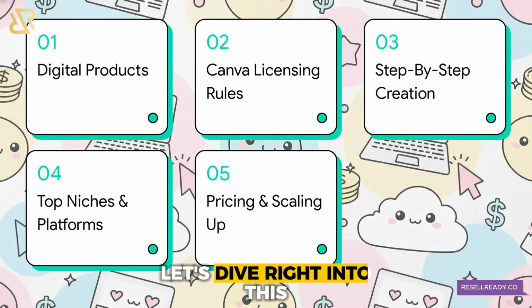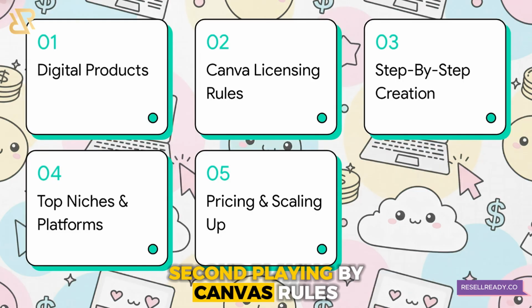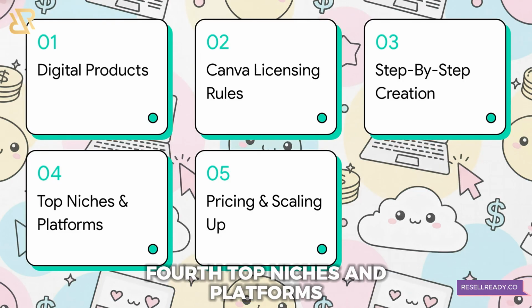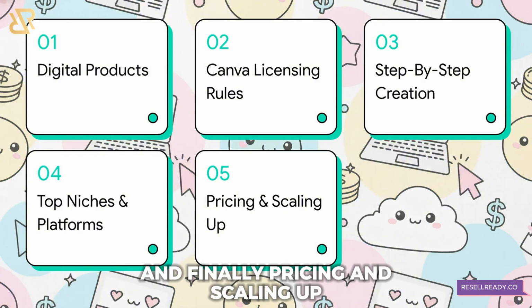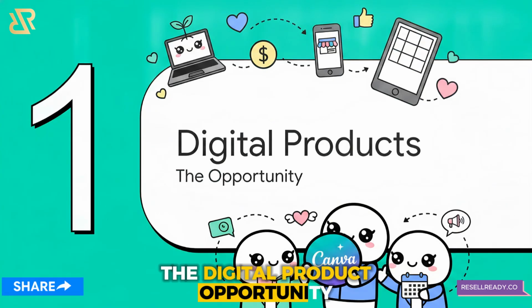Okay, let's dive right into this. Here's our playbook. First, the digital product opportunity. Second, playing by Canva's rules. Third, step-by-step template creation. Fourth, top niches and platforms. And finally, pricing and scaling up. Let's kick things off with Section 1, the digital product opportunity.